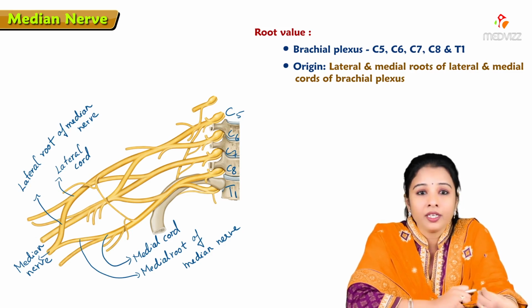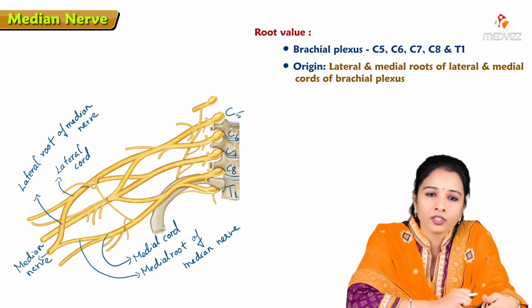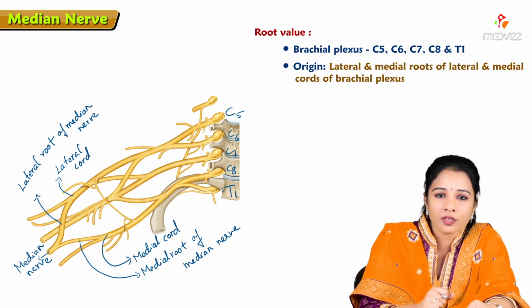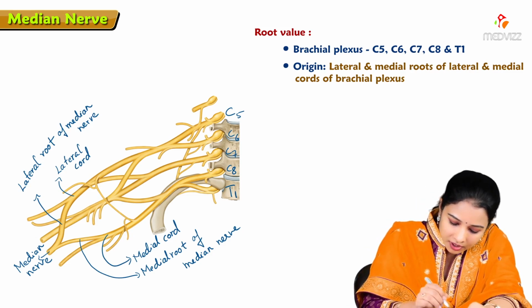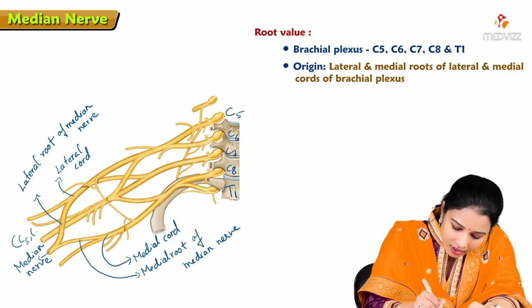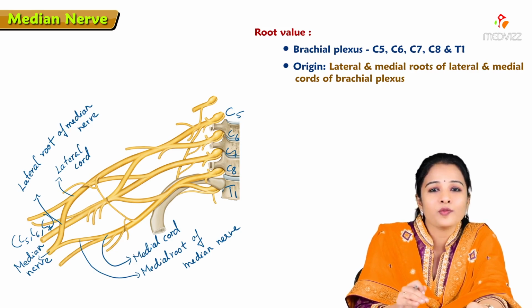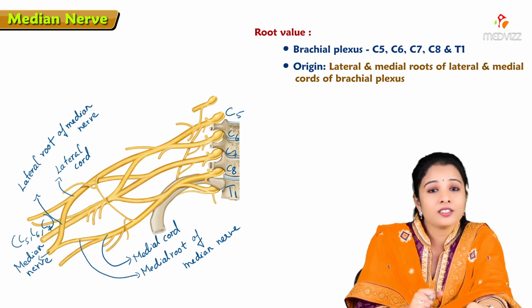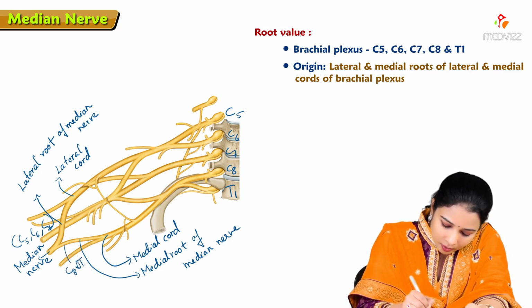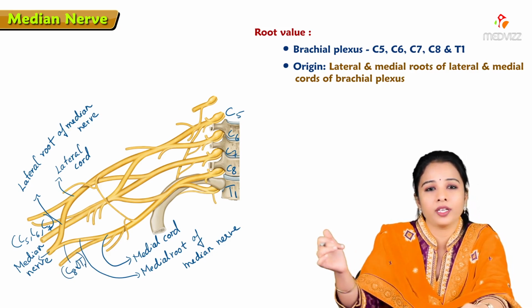So we know now the median nerve gets origin from the brachial plexus in the axilla by two roots, lateral root and medial root. The lateral root, we can see it is having the root value of C5, C6, and it gets a communicating branch from C7. So the lateral root value is C5, C6, C7. And don't forget to say ventral rami. So ventral rami of C5, C6, C7. And whereas the medial root, the root value is C8 and T1, which is from the medial cord of brachial plexus.